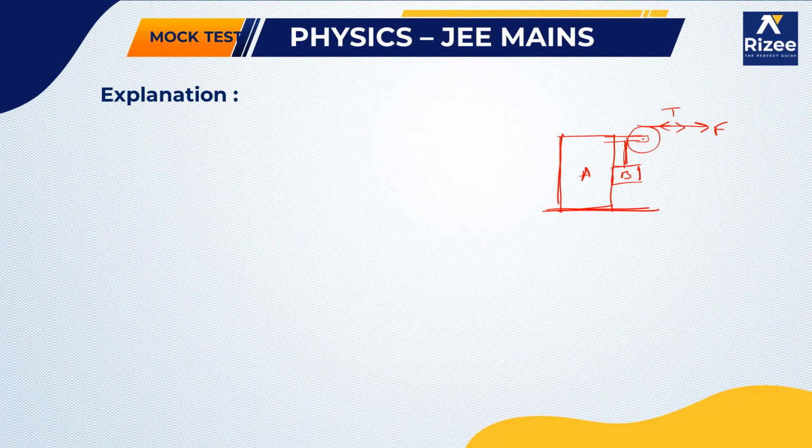The system will be moving in both directions, that is, the block B will be moving in the upward direction as well as in the forward direction. So now we need to find the acceleration along the x-axis and the acceleration along the y-axis. Now for the block diagram, the acceleration along the x-axis of B will be equal to the acceleration of A itself.